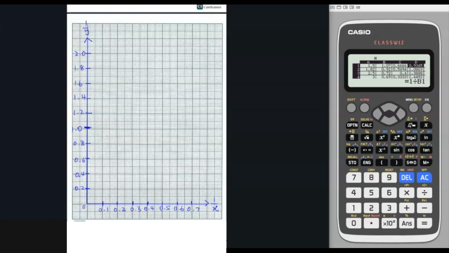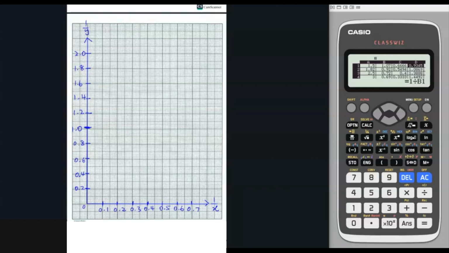Now I'm going to plot the points according to the table that we've gotten just now using the Casio Classwiz calculator. You can also refer back to the table that we have drawn just now, the one with the 1 over x and 1 over y and the values that we have gotten, that we rounded up to 2 decimal places each. So now we start to plot the points.